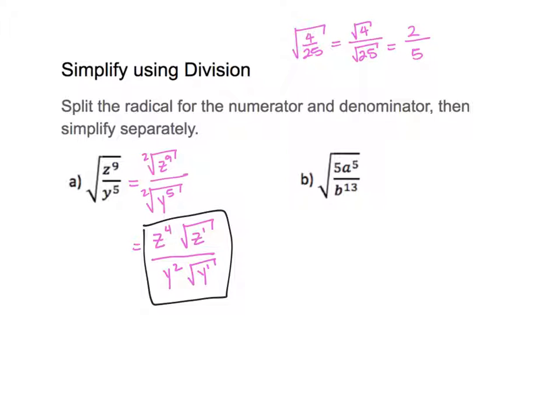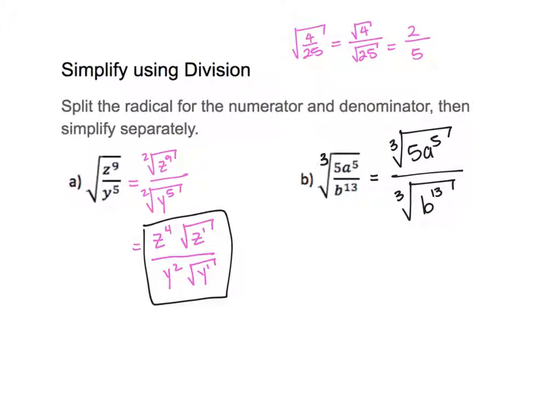All right, let's try B. Now, I'm going to change B's problem and make it a cube, just to make this a little bit more challenging because we already did a square. So let's do a cube. So a cube root is just the same. We're going to first split up the top and bottom. So this is going to be the cube root of 5a to the 5th power and the cube root of b to the 13th power.